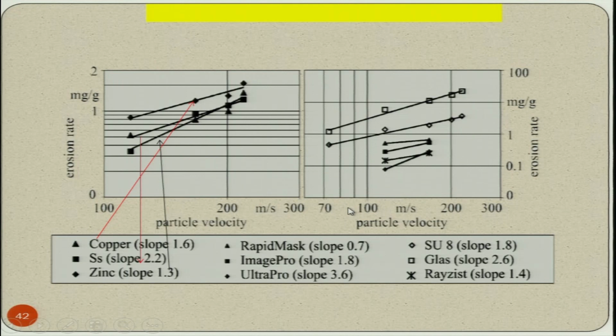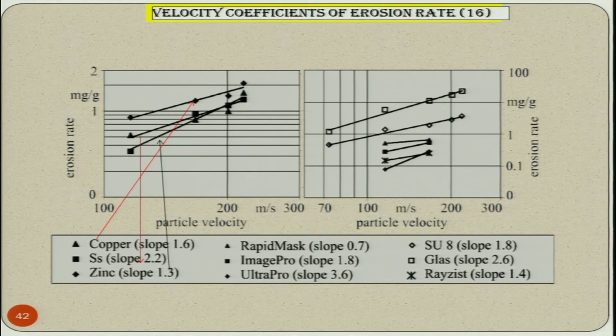Again, here you can see erosion rate in terms of milligram per gram, and particle velocity is given in terms of meter per second. Now, you can clearly see here that as the particle velocity is increasing, in all the three cases erosion rate is increasing, because I have already told you that the kinetic energy that the abrasive particle will have will be proportional to half m v square, where m is the mass of the abrasive particle, v is the velocity.